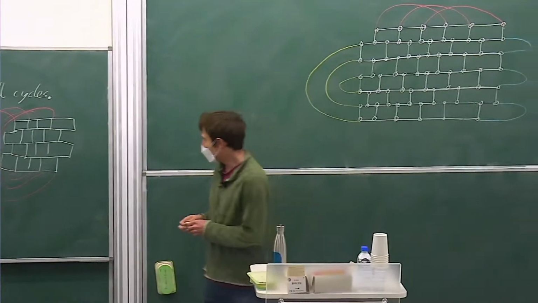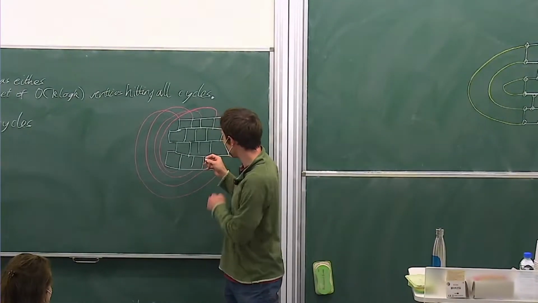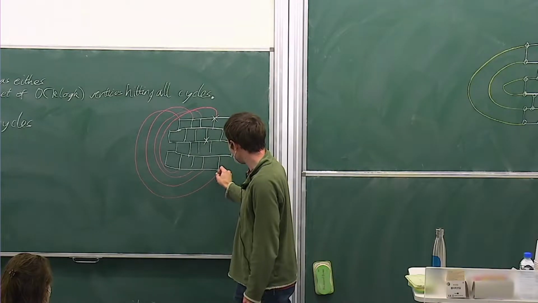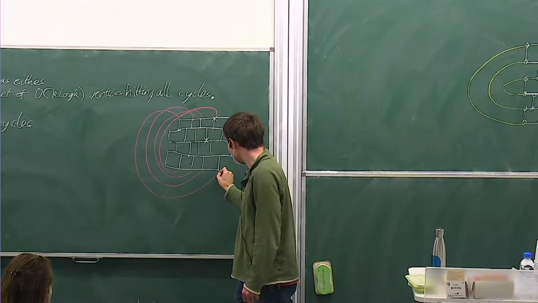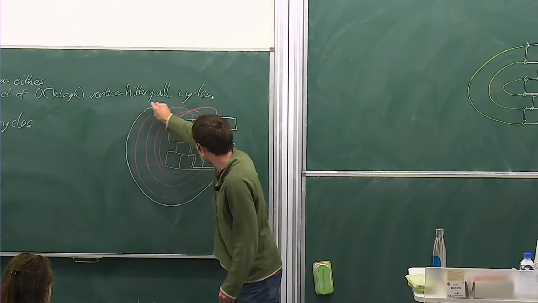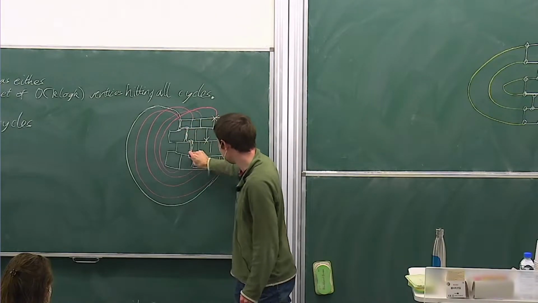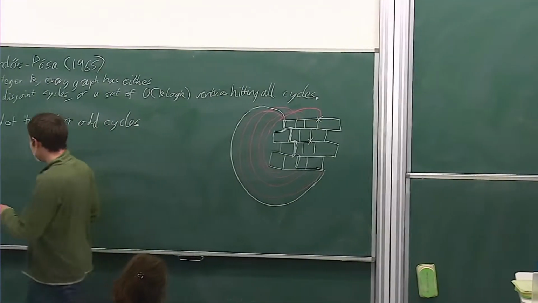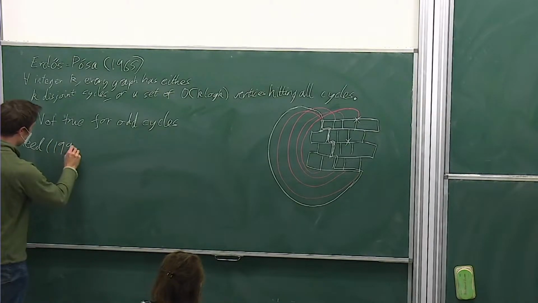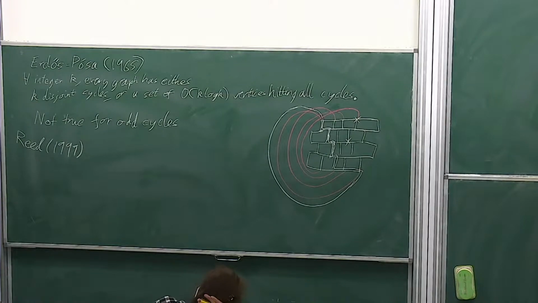However, if we only delete a small number of vertices, then there will be some cycle in the remaining graph which will be odd. So something like this. And Reed showed, I think in 1999, that essentially the Escher wall is the only obstruction to a similar Erdős-Pósa result for odd cycles.